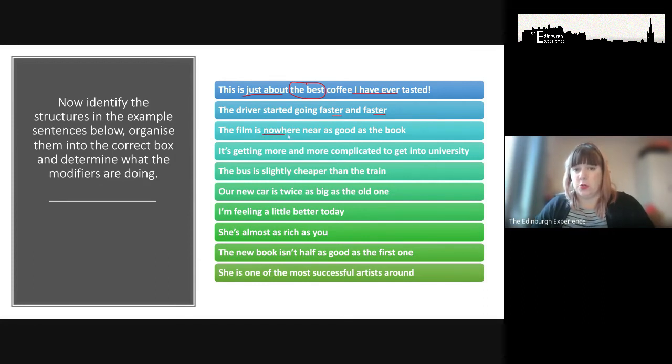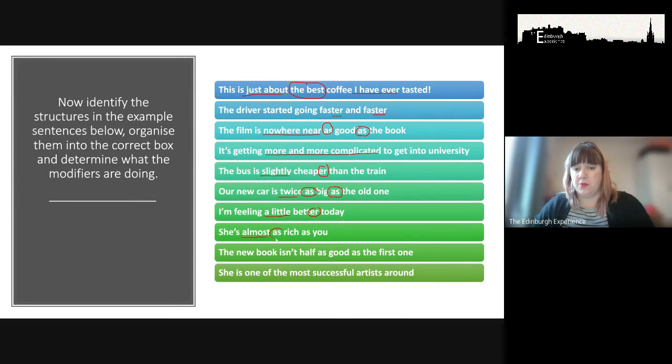The film is nowhere near, and you'll see that we're using it with an as. It's getting more and more complicated. Okay, so that's another example of the repeated comparative structure we saw before. Bus is slightly cheaper, using that with a comparative. Our new car is twice as big as, so with the as structure. And you'll see this as well with twice, but then it would be 3 times as big as, 4 times as big as. We have another comparative here. We're using a little.